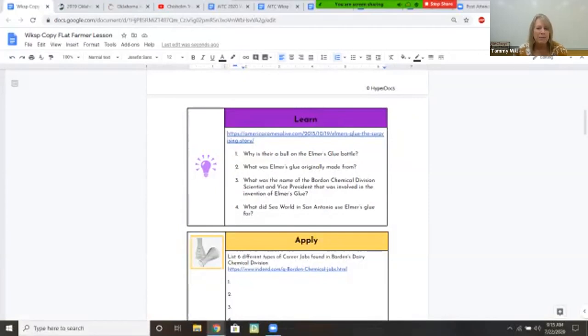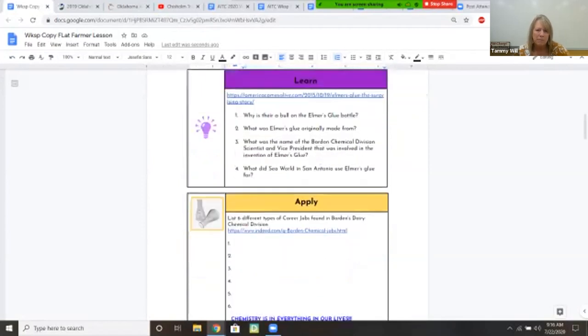And again, I asked them to do it in a different color because I learned real quick that it got a little difficult to find the answers as I looked at multiple documents.